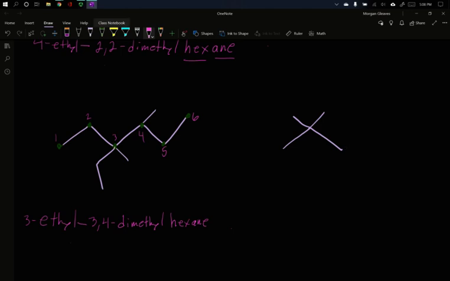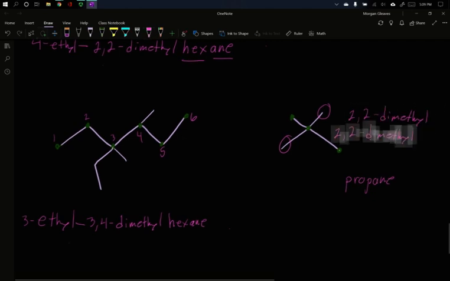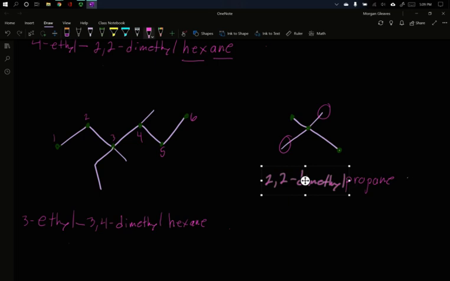On the right over here, our longest chain, no matter what direction you go, is going to be 3 carbons, and it's going to have 2 methyls coming off of it. And so no matter how you do this, it is a 2 position for 2 methyls. So it is a 2,2 dimethyl. And it is 3 carbons long, so it is a propane. And so it is 2,2 dimethyl propane.